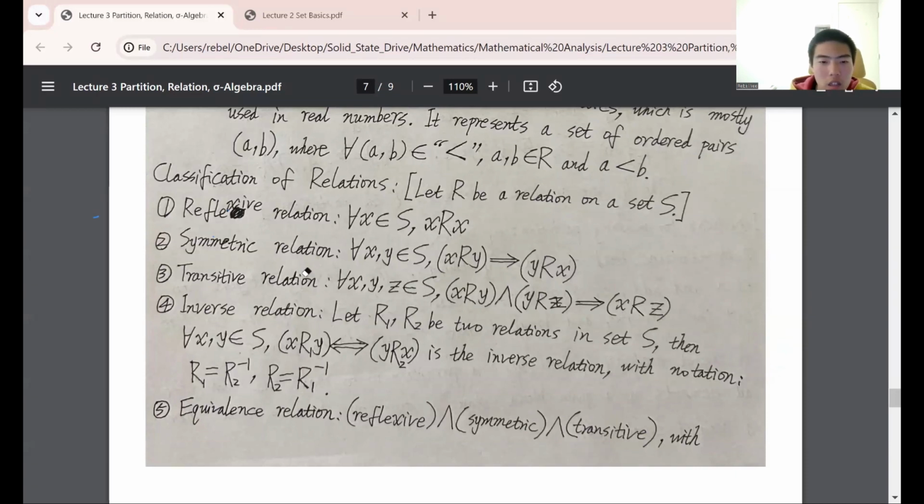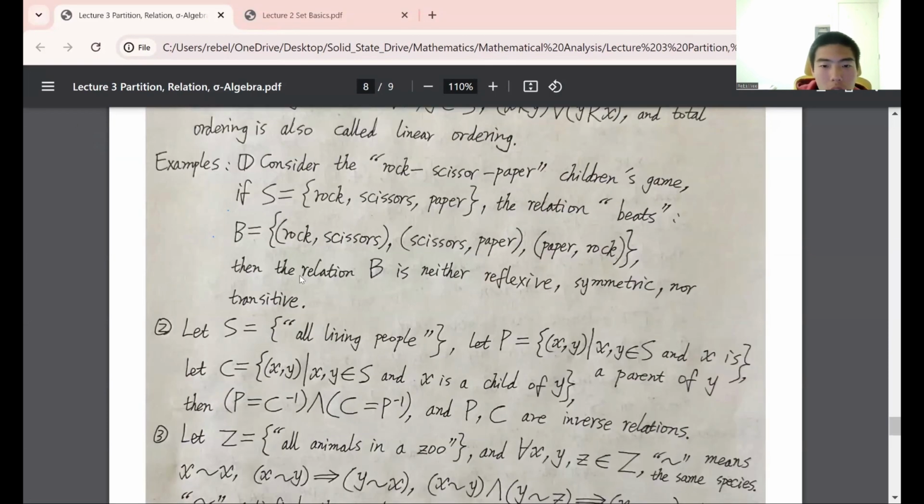The fourth one, maybe not that important, is called inverse. It's a type of relation. What inverse means, it might look like an inverse function. Suppose there are two relations, R1 and R2, and for X, Y belonging to S, X is related to Y by R1 if and only if Y is related to X by R2. Then R1 is called R2 minus 1, and R2 is called R1 minus 1. Okay, and that's it. I will show you one example later.